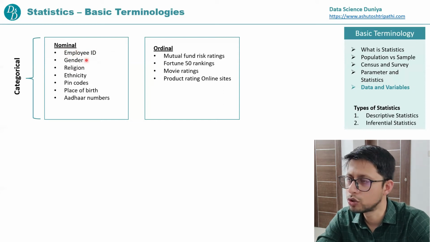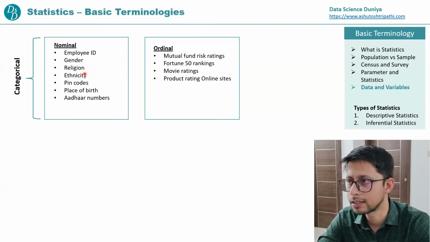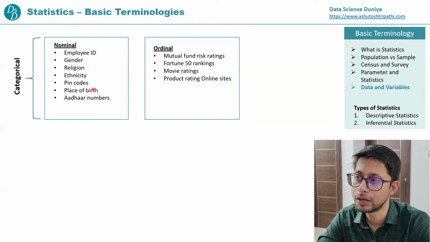Then gender: only 2 or 3 categories, male, female, or third gender, or maybe whatever number. There are different genders. The religion also, there could be some limited set of religions, not infinite, and then ethnicity as well. Pin codes also, there will be some limited pin codes. Of course, we cannot put any order in any of these, right? If we are not putting order, but they are limited, that's why they are known as nominal categorical variables. The moment we can put the order, it becomes ordinal.